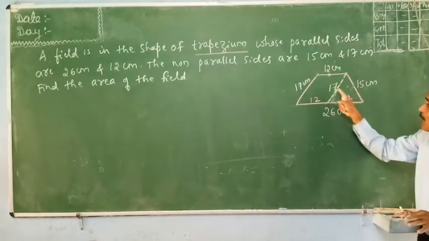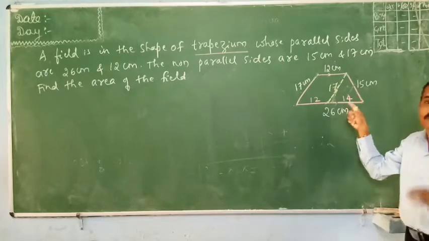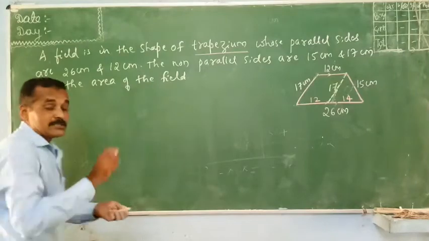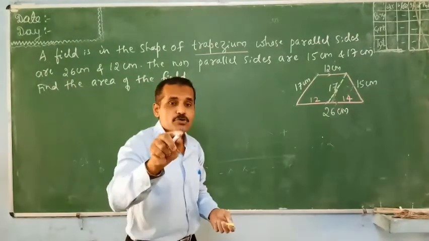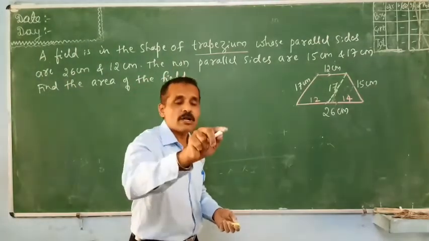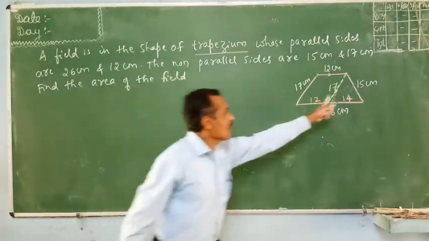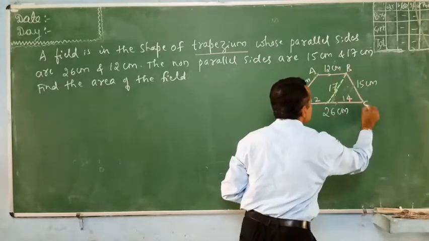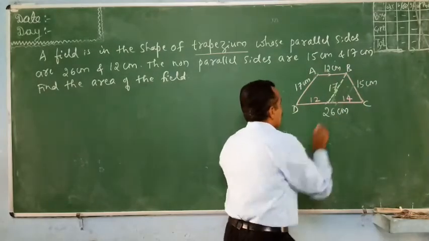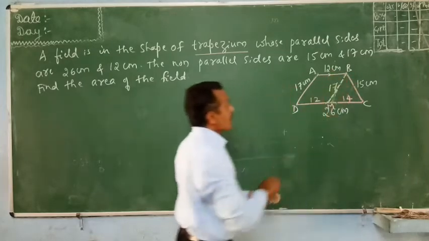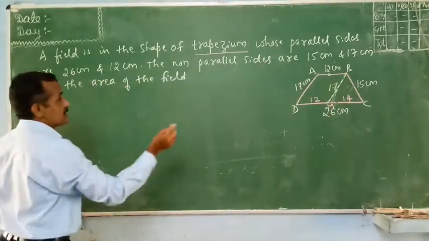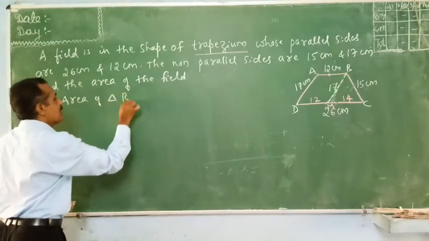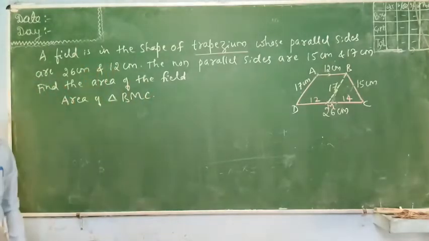That means I know all the three sides of the triangle. First you find the area of the triangle, later we will see what can be done. Important thing is trapezium should be converted into a parallelogram and a triangle. Let us start with the area of the triangle. If you want, I can give the names A, B, C, D, and I can call this M. Area of triangle BMC.